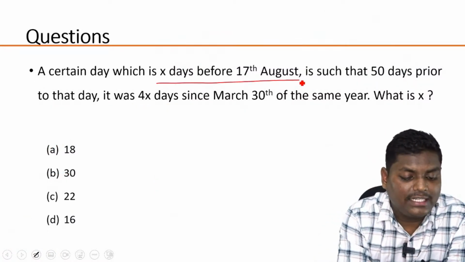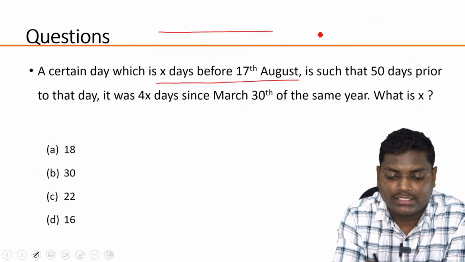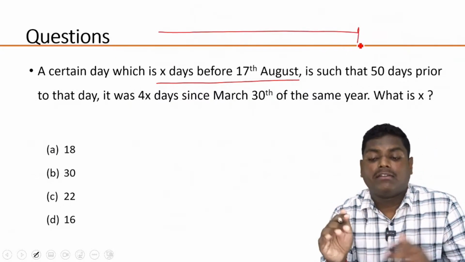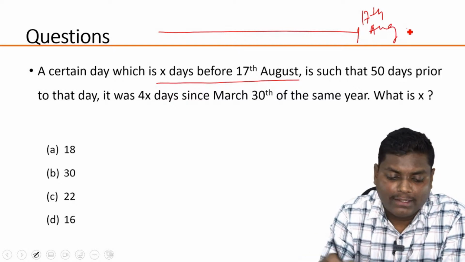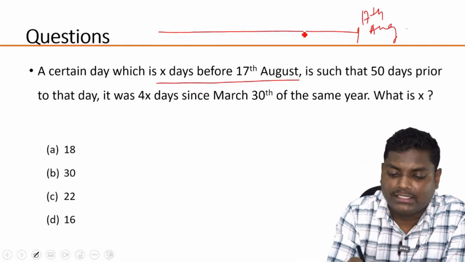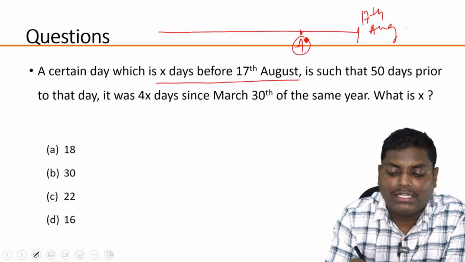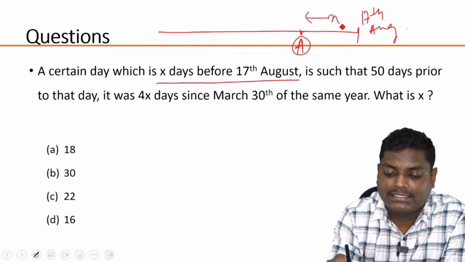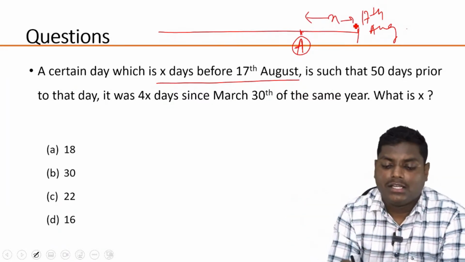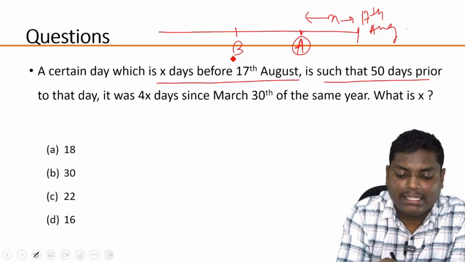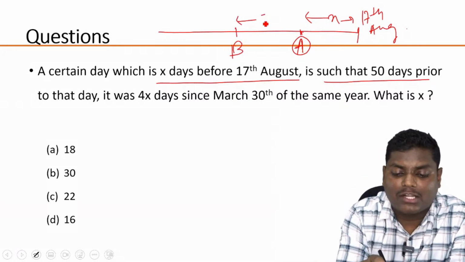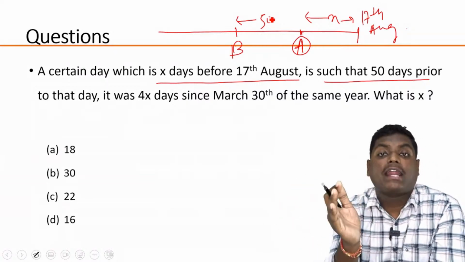It is saying a certain day which is X days before 17th August. First, take a timeline, fix the 17th August. This is 17th August. Now it is saying X days before 17th August. So let's say that particular date is A, and this is X days. Now again it is saying 50 days prior to this. So we'll be having another day B, which is 50 days prior to this. Prior means before it.